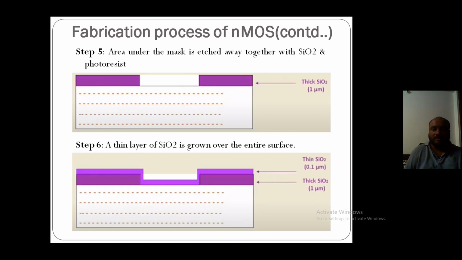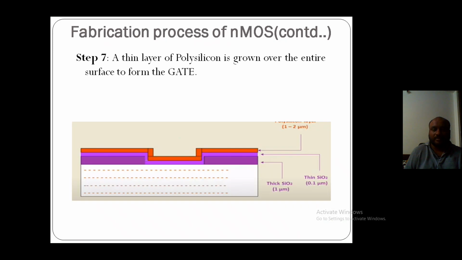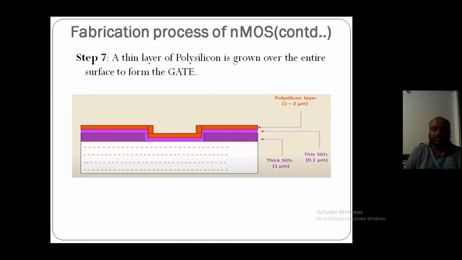You can look to the figure where a thin layer of silicon dioxide of thickness 0.1 micrometer is grown all over the surface. Then followed by step 7, a thin layer of polysilicon is grown over the entire surface to form the gate. From the figure you can see over the silicon substrate we have a patterned thick silicon dioxide, then followed by all over grown thin silicon dioxide, then followed by a polysilicon layer of 1 to 2 micrometer thickness.